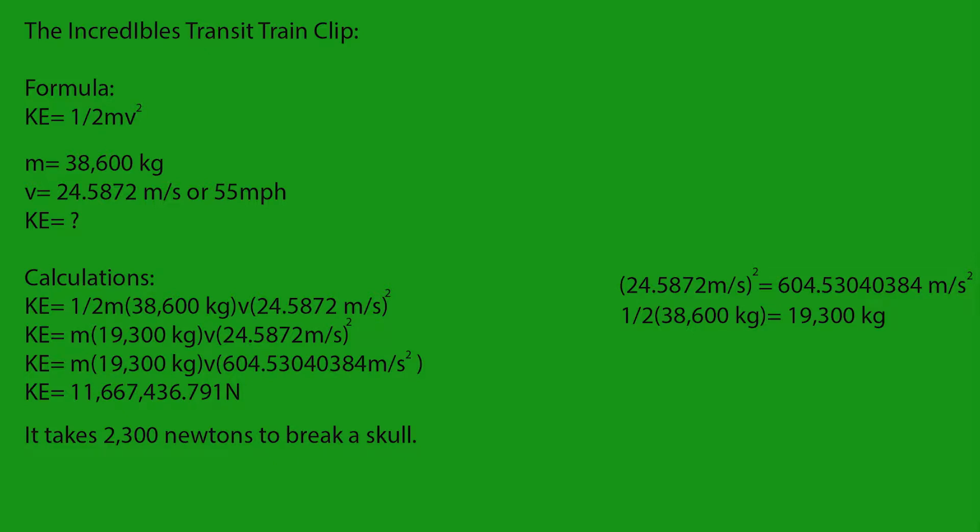So I've been plugging in the numbers, and as you can see, I simply put 38,600 in with M, and then put 24.5872 meters per second for the velocity. Being squared, that is 604 meters per second squared. The result for the acceleration is 604 meters per second squared. And half of the mass is 19,300 kilograms.